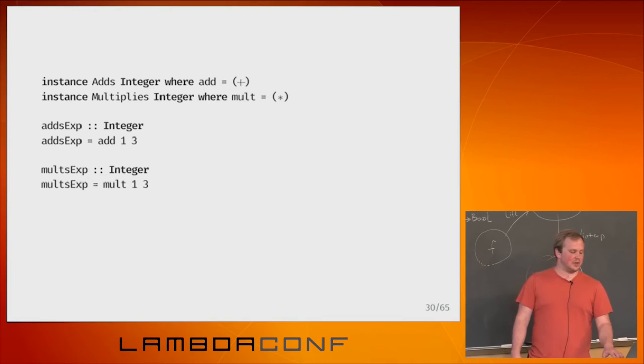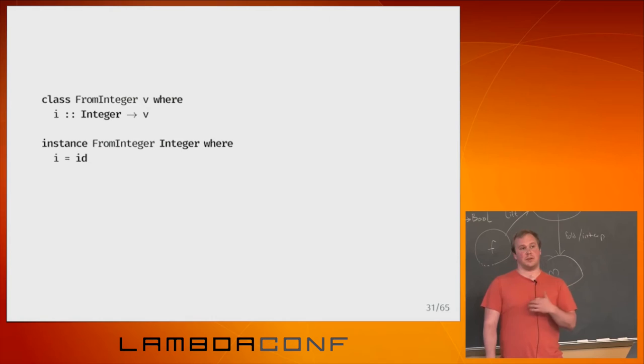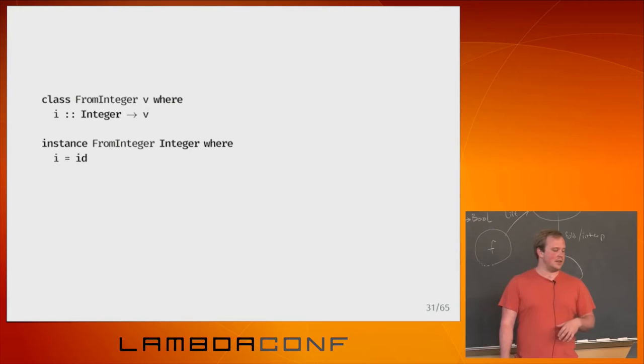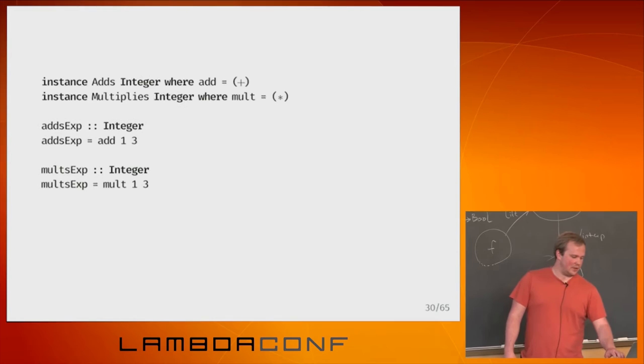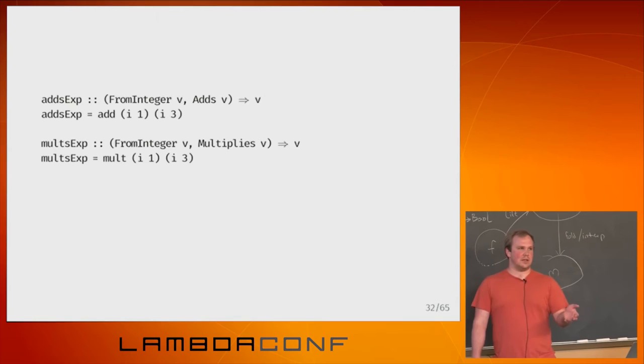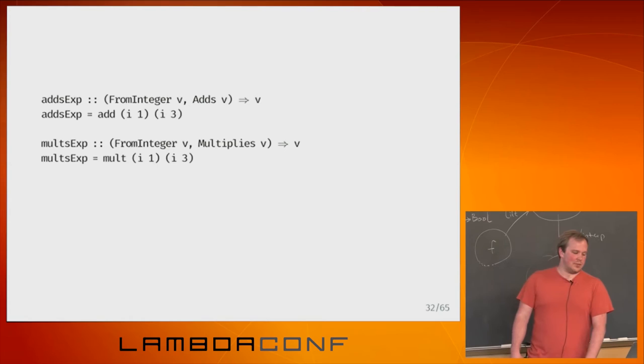But if we add this new class, FromInteger, which also gives us the ability to inject integers in the same way that the literal constructors of our ASTs before allowed us to inject integers into the ASTs, then we can write something like this. This is effectively the same thing that we were writing before, just now that we've noted that even the integers have to be expressed, injected into our language explicitly, we can get a very different kind of type, which is really what the focus here is.